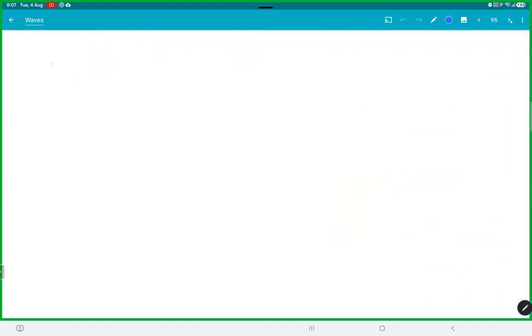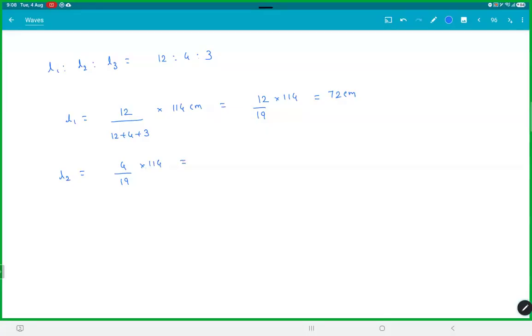So once we got this, L1 is to L2 is to L3 is 12 is to 4 is to 3. You know how to get the ratio. Take 12 and add all of this, 12 plus 4 plus 3, that would be 19, into the total length, 114 centimeters. 114 divided by 19 is 6, so this is 72 centimeters. Similarly, L2 will be 4 by 19 into 114, that would be 24 centimeters. Be careful, this is not the answer.